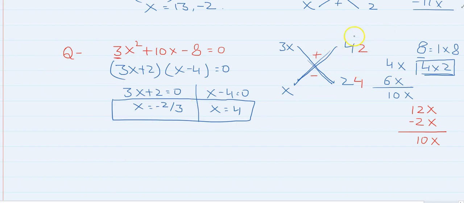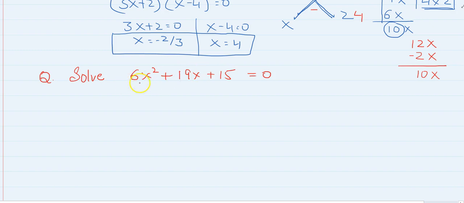You have to understand one thing, that when you write the factors of this, you have to check whether the product is coming, as in our example it was coming 10, but we needed one negative, because this is negative. It would have been okay if this was plus 8. So let's take another example. Now let's talk about this quadratic equation, 6x squared plus 19x plus 15.